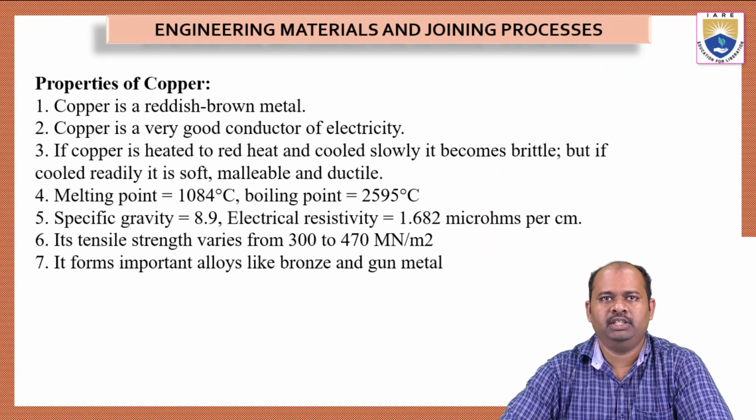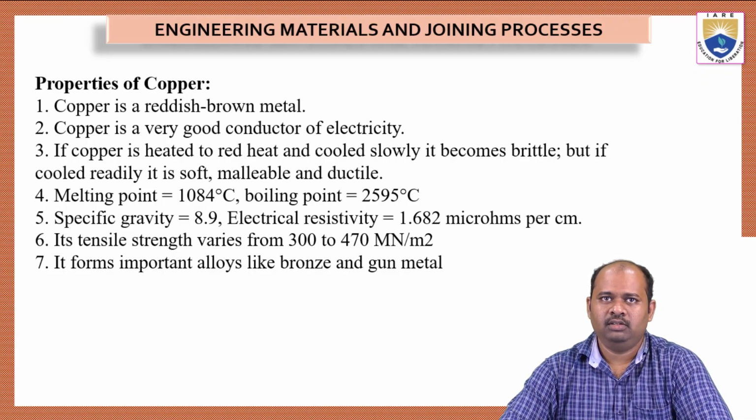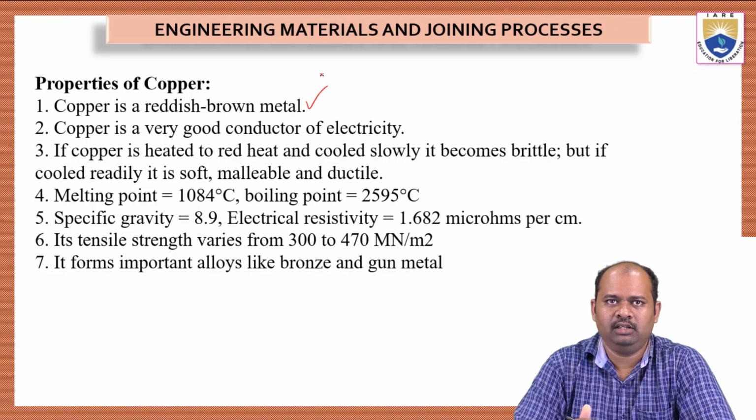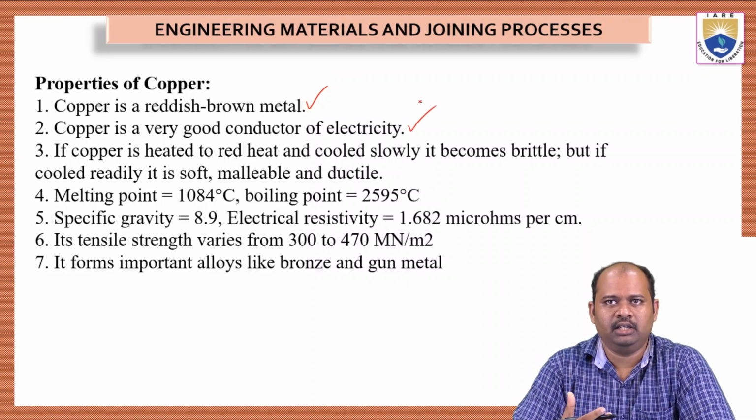So let us see some basic properties of normal copper, that is, the pure form of copper. It is a reddish brown metal. Copper is a very good conductor of electricity, we all know that. If copper is heated to red heat and cooled slowly, it becomes brittle. But if it is cooled rapidly, it is soft, malleable and ductile.